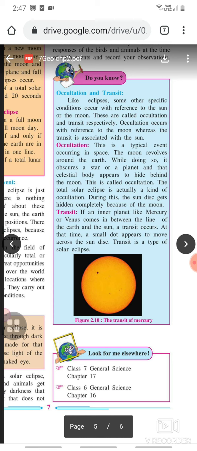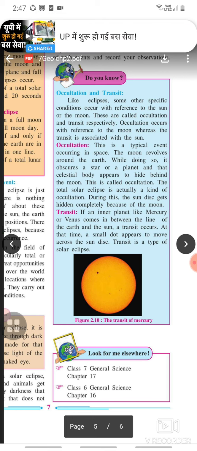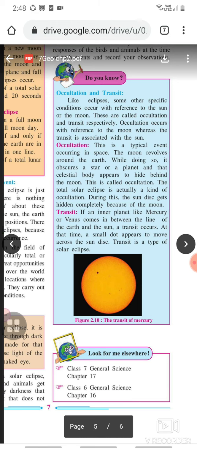And what is transit? If an inner planet like Mercury or Venus comes in between the earth and the sun, a transit occurs. At that time, a small dot appears to move across the sun disk. Transit is a type of solar eclipse. You can see this in figure 2.10 also. Okay.